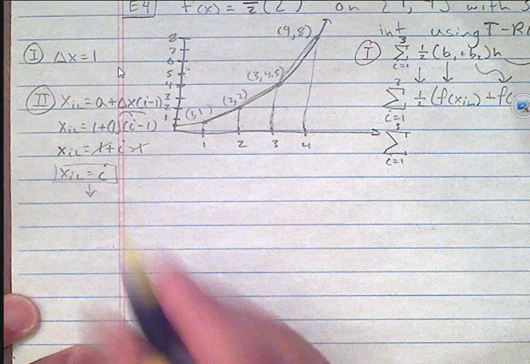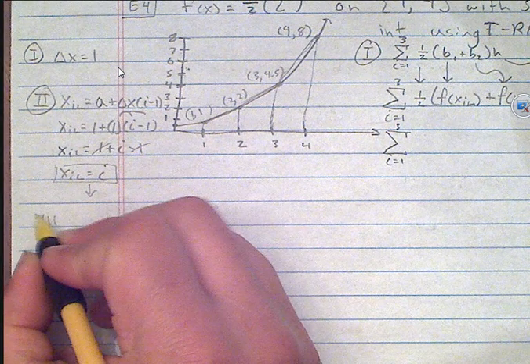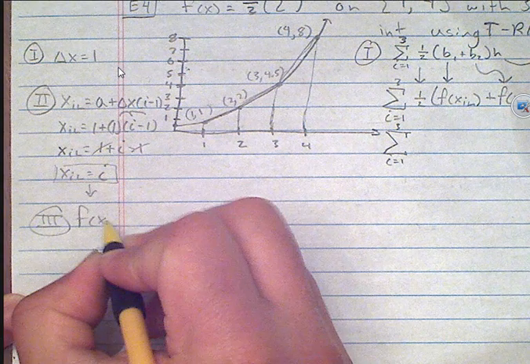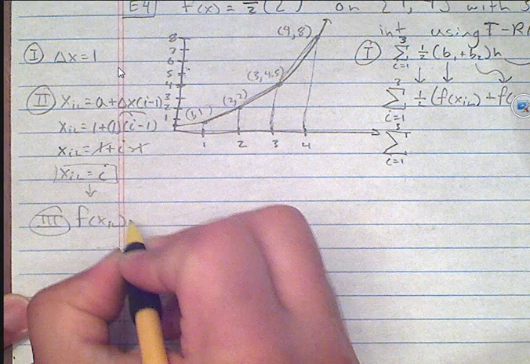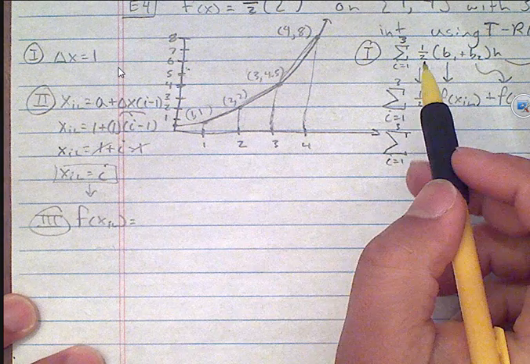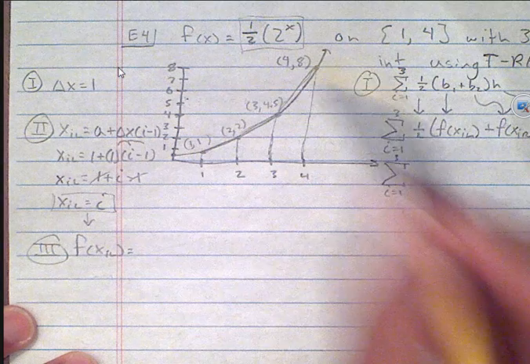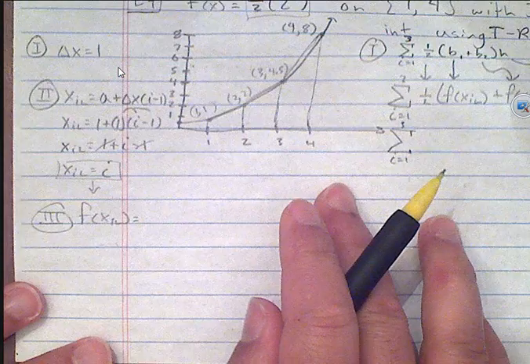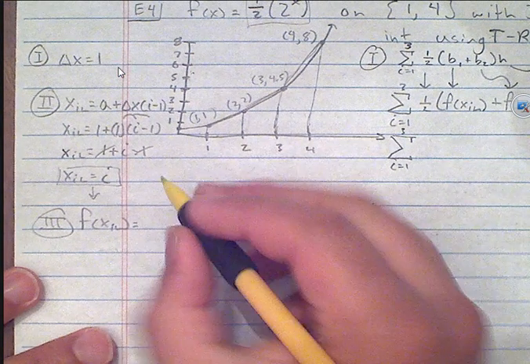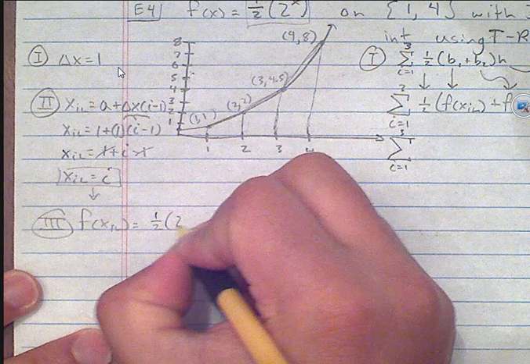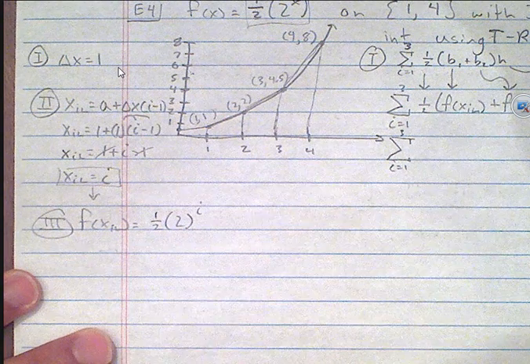F of x of IL. Well, f of x, I don't need to remind you of that. It's right here, 1/2 2 to the x power. Okay, so now we're plugging in I for every x. So that's just 1/2 2 to the I power, which is fine.